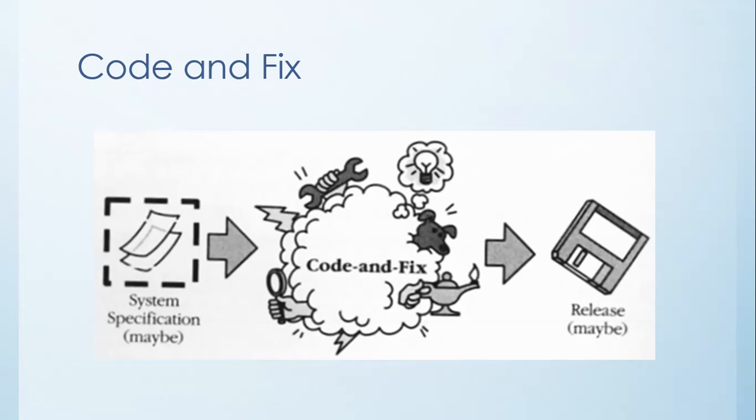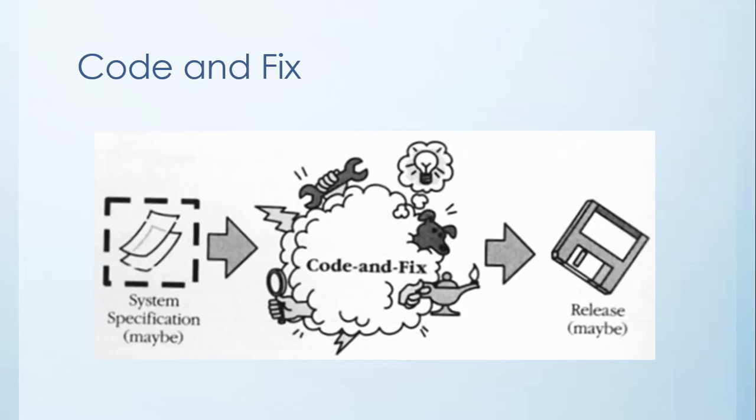Since you jump right into coding, you also show signs of progress immediately. The second big advantage is that it requires very little expertise. Anyone who's ever written a computer program is pretty much familiar with the code and fix model. Anybody can really use it. For tiny projects that you intend to throw away shortly after they're built, this model can be useful for small proof of concept programs, for short-lived demos, or even throwaway prototypes.